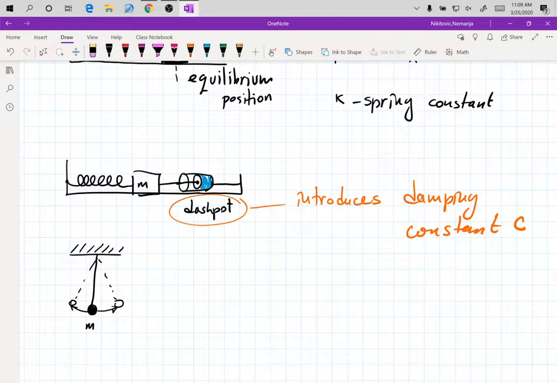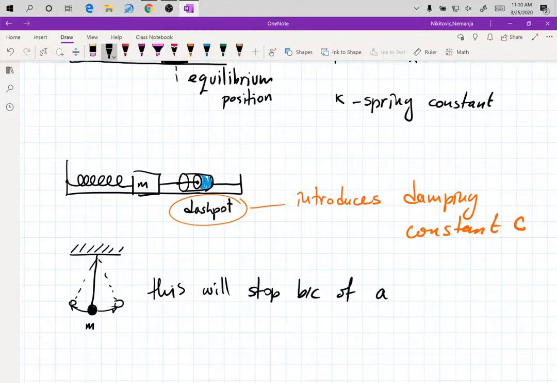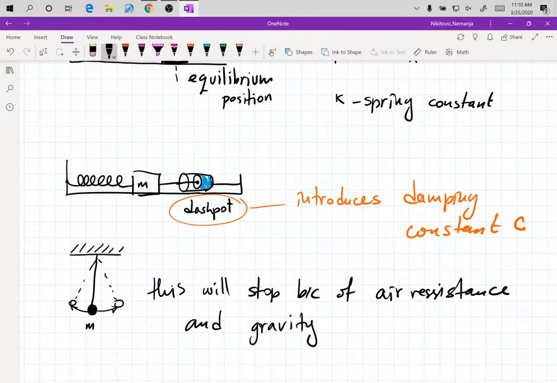So this will stop because of air resistance and gravity. And those two together, air resistance and gravity, will be c, which is the damping constant.